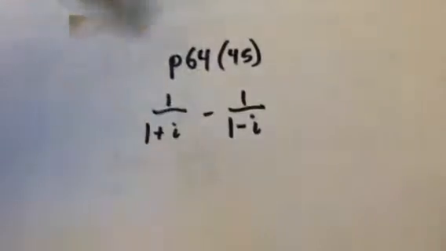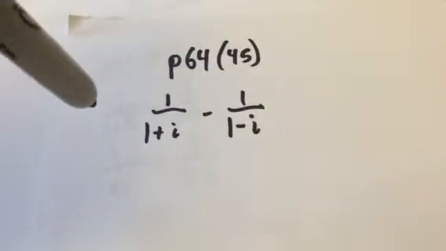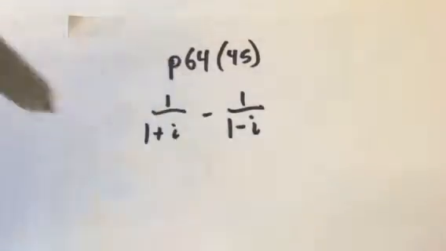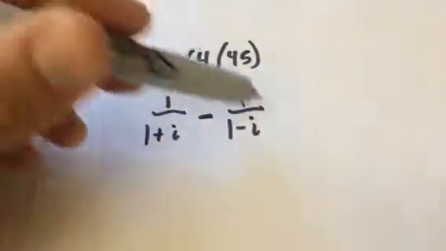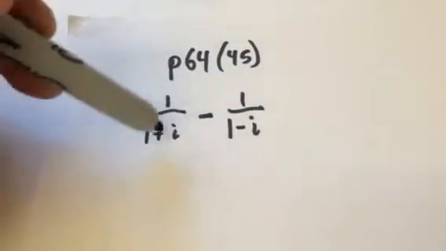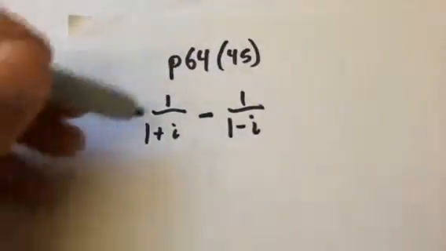There are several ways you could go about doing this problem. You could find the common denominator first and combine the fractions. What I'm going to do is simplify each of these first. And what I mean by that is just get the i out of the denominator on both of them.